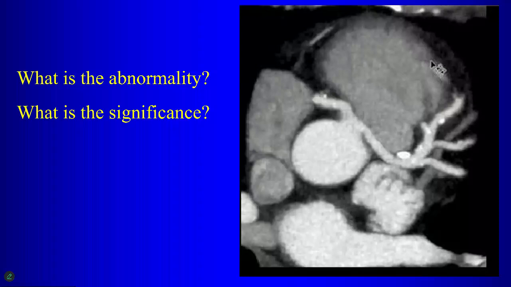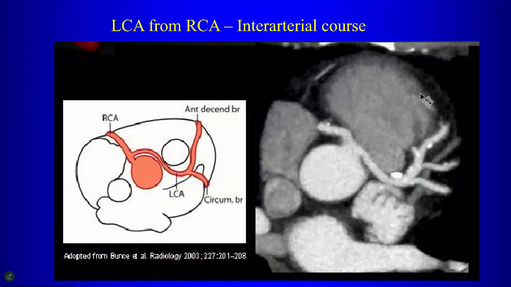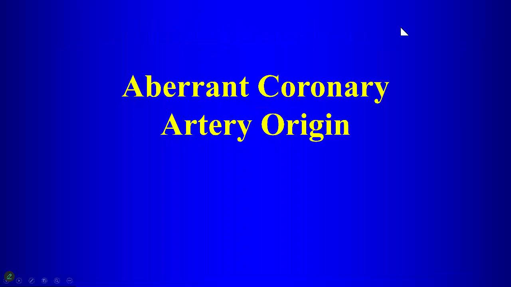So what do we have here? Interarterial. Yeah, this is an intra-arterial course. This vessel is traveling here between the pulmonary artery and the aorta, so that is an intra-arterial course. That can be potentially malignant. It can be associated with ischemia. So the left coronary artery coming from the right is taking an intra-arterial course, traveling between the pulmonary artery and the aorta. So it can get squeezed there.